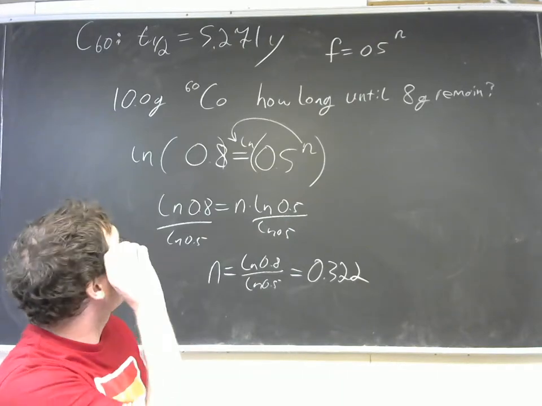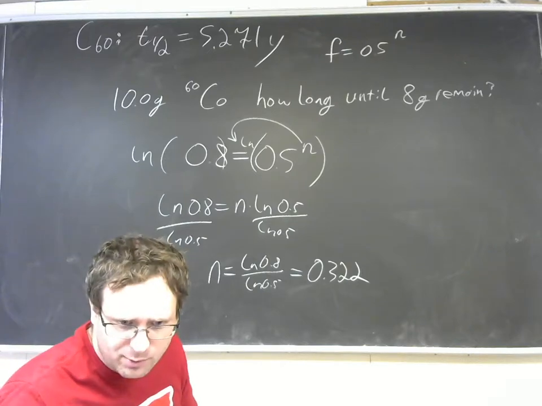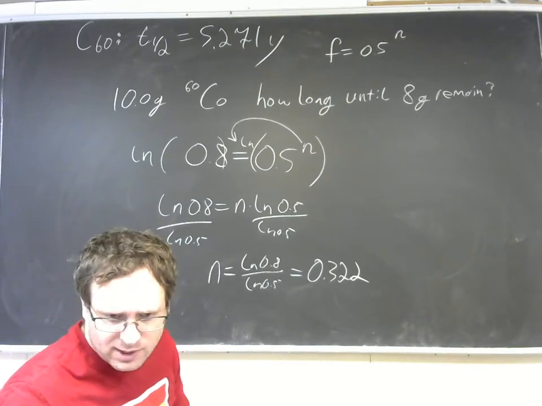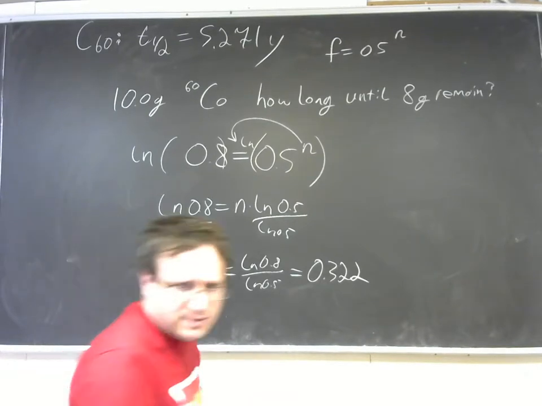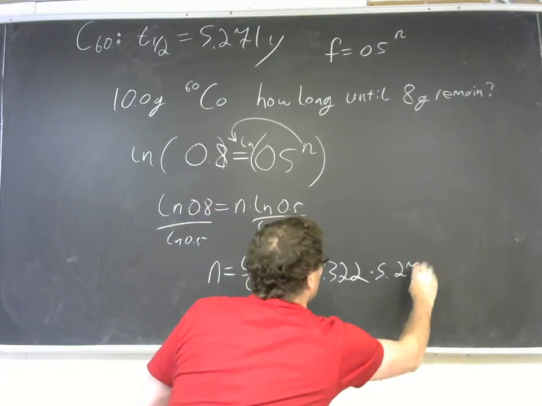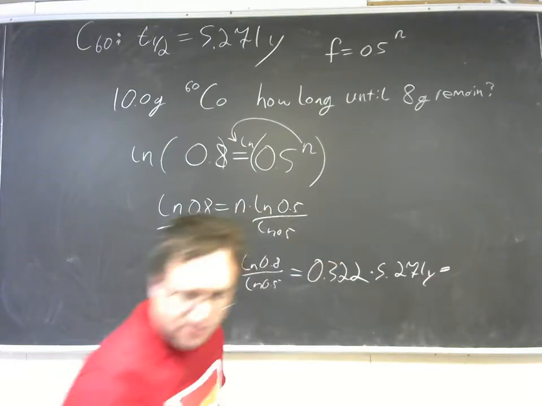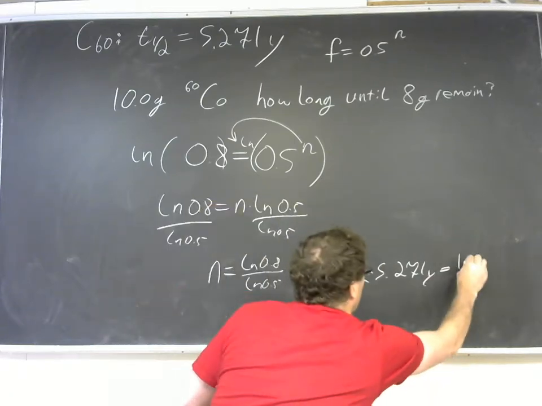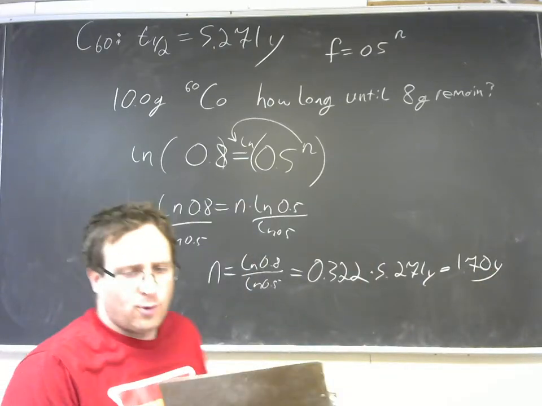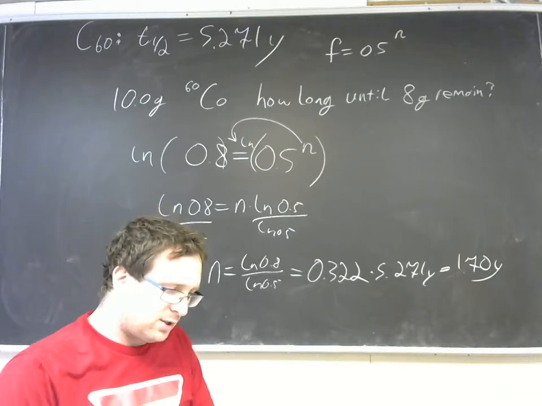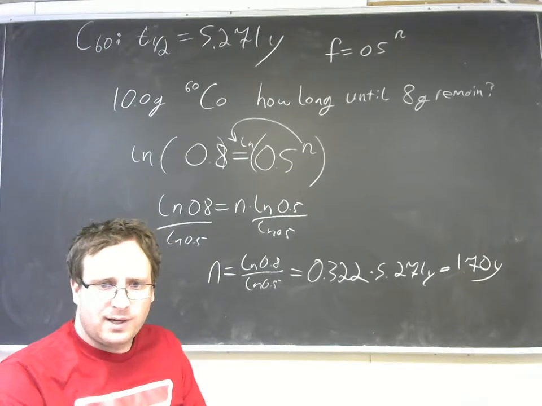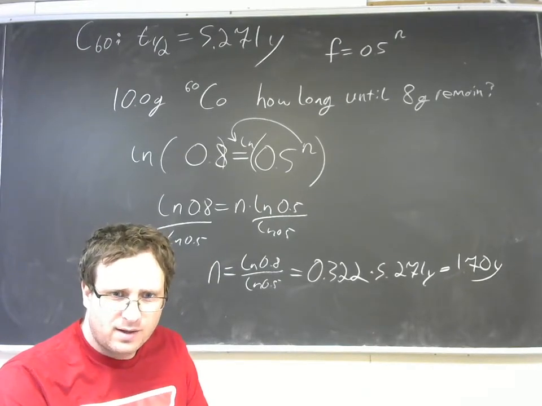Each half-life is 5.271 years, so we'll do 0.322 times 5.271. And it looks like that's 1.70 years. So it'll take 1.70 years for 10 grams of cobalt-60 to decay down to 8 grams. So hopefully that made sense.